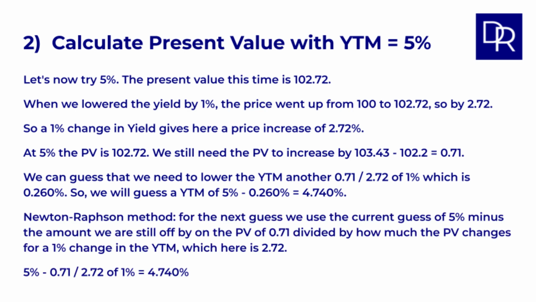This is essentially the Newton-Raphson method. For the next guess for the yield to maturity, we use the current guess of 5% minus the amount we are still off by on the PV of 0.71 divided by how much the PV changes for 1% change in the YTM, which here is 2.72. We needed to calculate the PV for two different values of the yield so we could see how much the PV changes with the yield to maturity. We then use that information to work out how much we need to change our guess by.